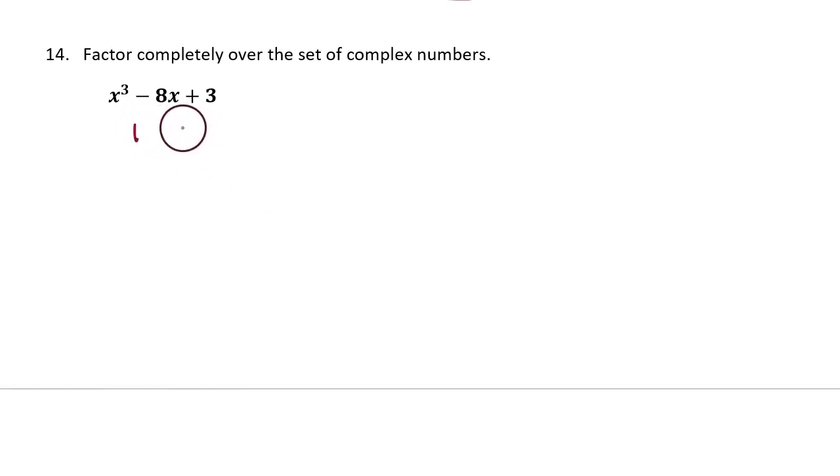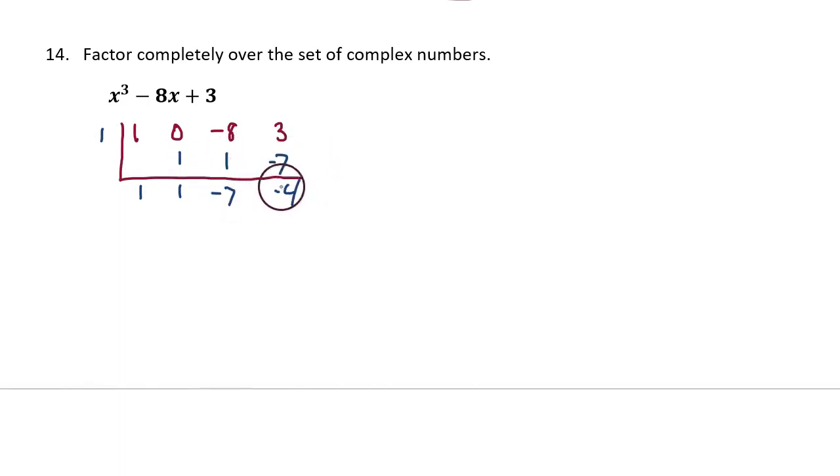1 from the x cubed, 0x squared, -8, positive 3. Let's try a number in there, maybe 1. So bring down the 1, 1, 1, 1, -7, -7, -4. It did not make 0, so 1 is not a root. If 1 is not a root, then x minus 1 is not a factor. Let's erase that and try a different number.